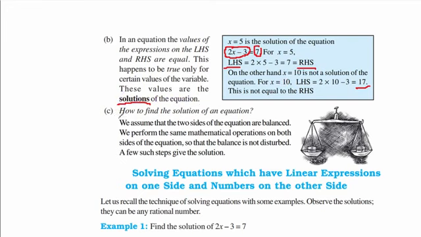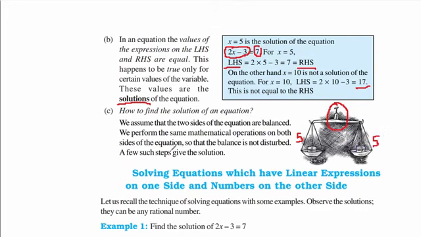Point C states how we are going to find the solution of an equation. So we assume that two sides of the equation are balanced. So it is a beam balance. Here you put the weights and here you put the product. The balance would point in the center only and only if the weight here equals the weight of the product. So if we have 5 kg weight over here, we must have 5 kg product here.